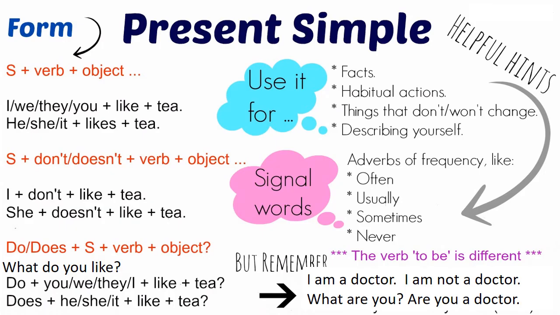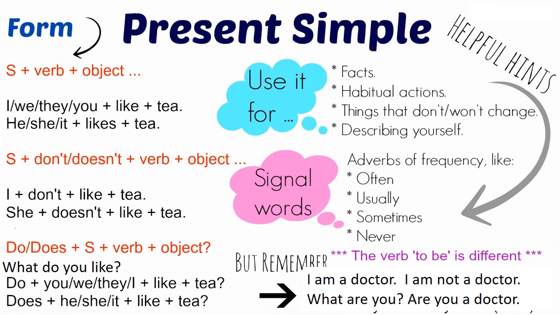Here you see the pattern of the simple present verb in the statement, negative and interrogative. The pattern of the present verb in the statement is subject plus verb plus object. I like tea. He likes tea. As I said earlier, we must add s with the verb when we use the third person singular. He is the third person singular, so we add s with the verb like. So the sentence is, he likes tea.